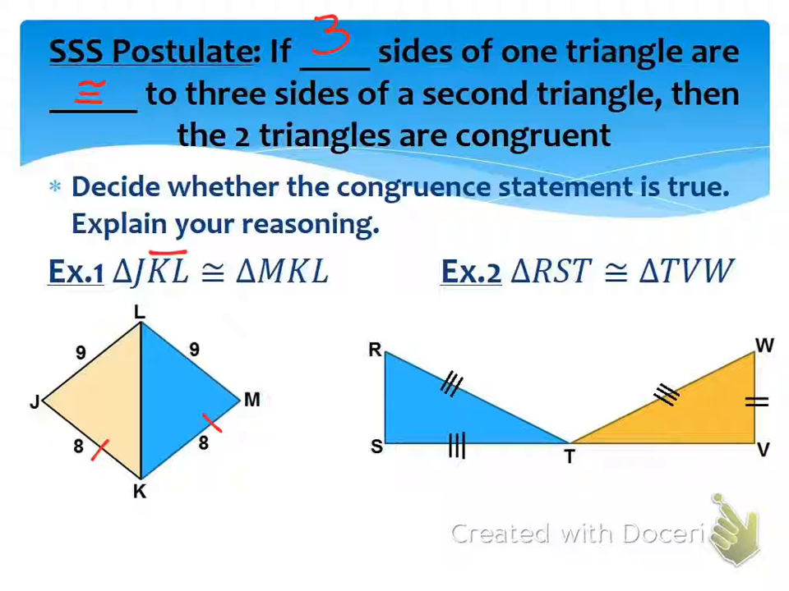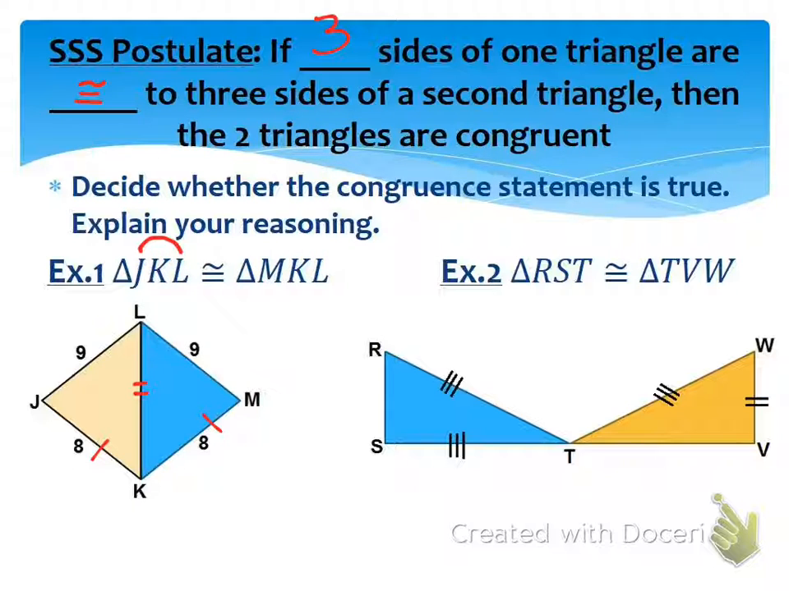Side KL better be congruent to which side? KL. How do we know that KL is congruent to KL? Okay, they share the same side. If this weren't a proof, why would I say something's congruent to itself? The reflexive property tells me that any segment is congruent to itself. So we can mark that one as congruent to itself.